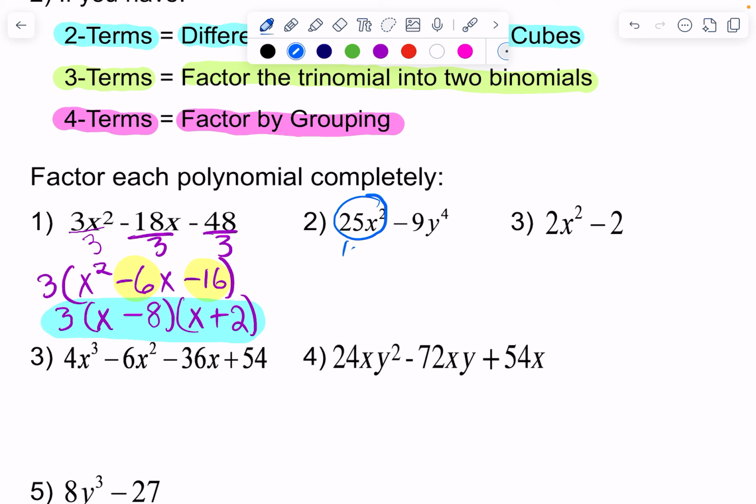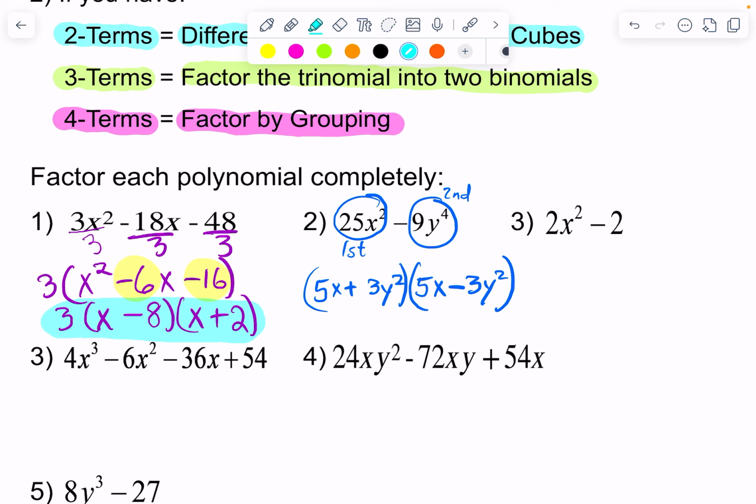Okay, next. I've got a perfect square here. That's my first term. Minus another perfect square here. That's my second term. They're being subtracted, so I have a difference of squares. So it's the square root of the first term plus the square root of the second term times the square root of the first term minus the square root of the second term, which is 3y squared. And there you have it.